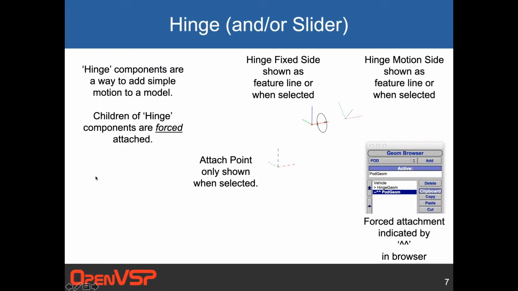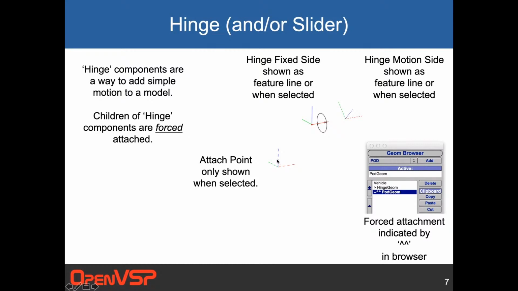Somewhat more complex, but in a similar vein, there's also a hinge component, which can also be used as a one-dimensional linear slider. If you want to build any sort of articulation into your model, whether it's a tilt wing, moving landing gear, folding wing, anything like that, you'll want to use a hinge to do that, or a slider. And so you can add simple motion, and a hinge is kind of like a blank in that there's no geometry. It's just used for coordinate system building up.